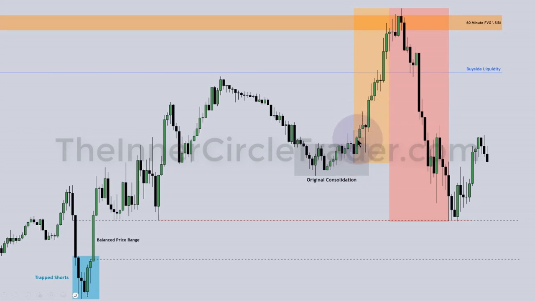So when we can frame the original consolidation properly, then once we leave it, how are we leaving it here? Look at the body right there. Yeah, we had a wick here. We had a wick right there too. But look at the body staying inside that original consolidation. See that? That's characteristic of algorithmic price delivery. I'm trying to show you that this is the language that traders that use this information, and the algorithms, the high frequency trading algorithms, highlight in price.